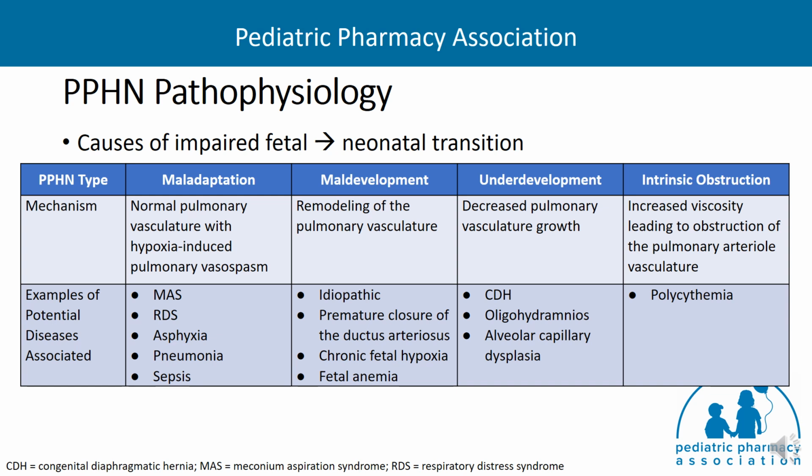and oligohydramnios. And lastly, intrinsic obstruction of the pulmonary arteries due to hyperviscosity is also associated with PPHN. So this type of obstruction increases PVR, and newborns born to diabetic mothers are at increased risk of polycythemia and should be monitored for this potential complication.